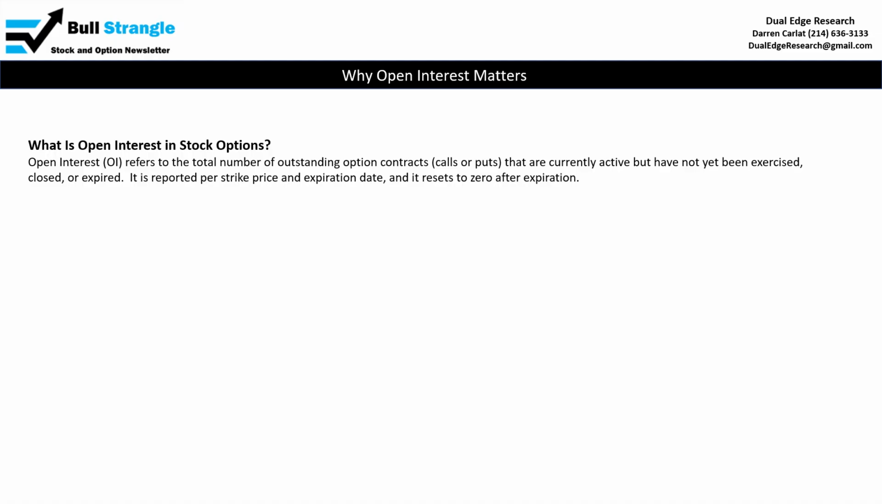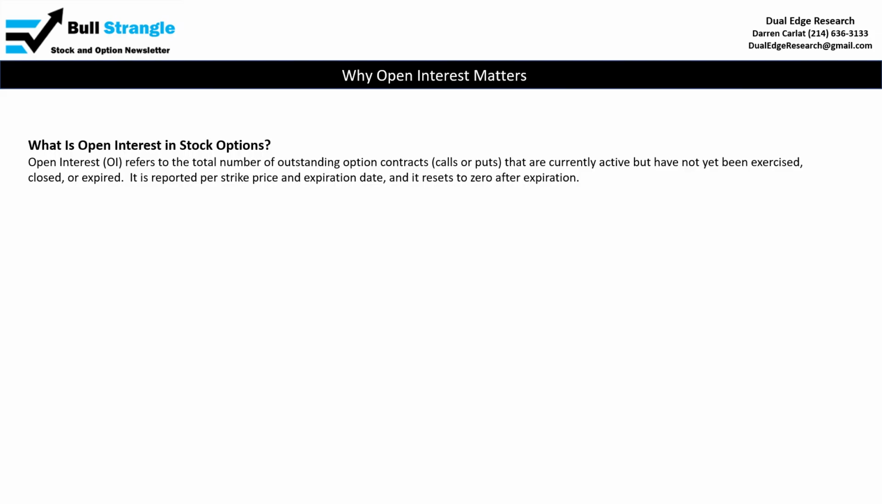The next threshold is open interest. In this slide, we'll talk about what it is and why it matters. So open interest refers to the total number of outstanding options contracts, calls, or puts that are currently active but have not yet been exercised, closed, or expired. It is reported per strike price and expiration date, and it resets to zero after expiration.